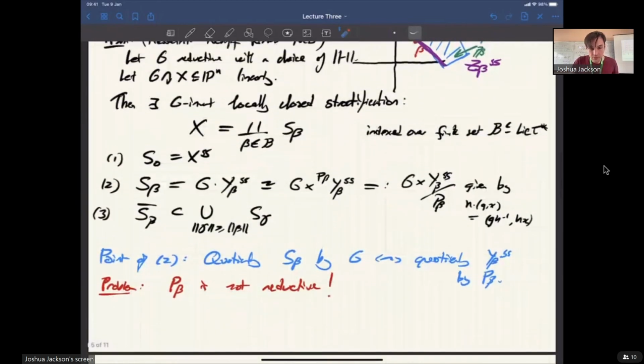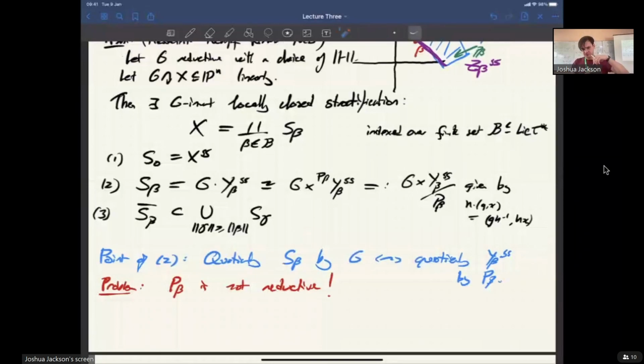Can I ask, was the third term in the second statement the G times P beta Y SS beta? Yeah, so this, by definition, is just this. I'm just defining this to be this. This is just notation for the thing on the right. Yeah, but the right-hand side is, so far, not defined, right? Because you just said you need non-reductive GIT.